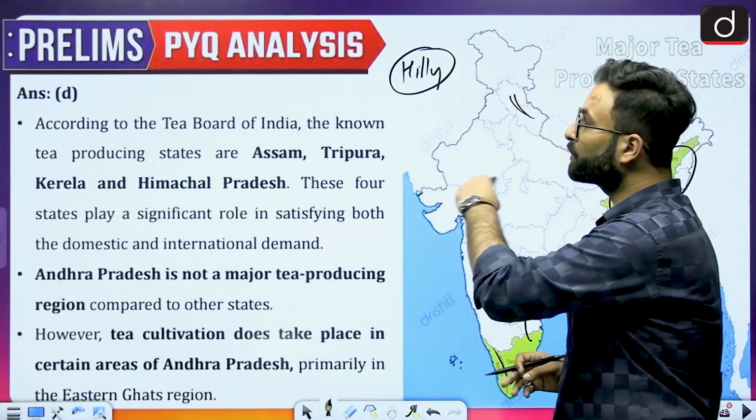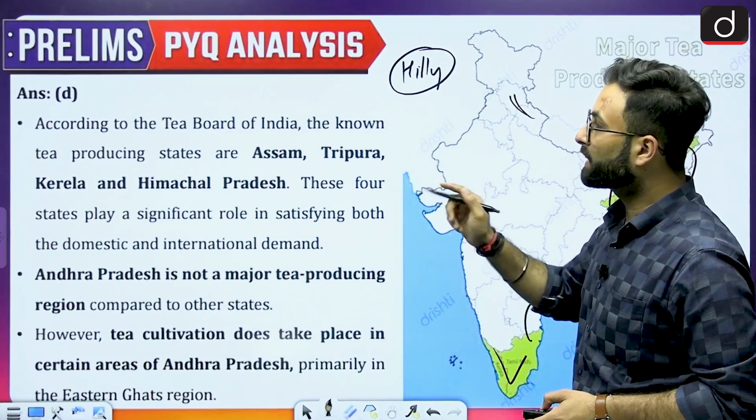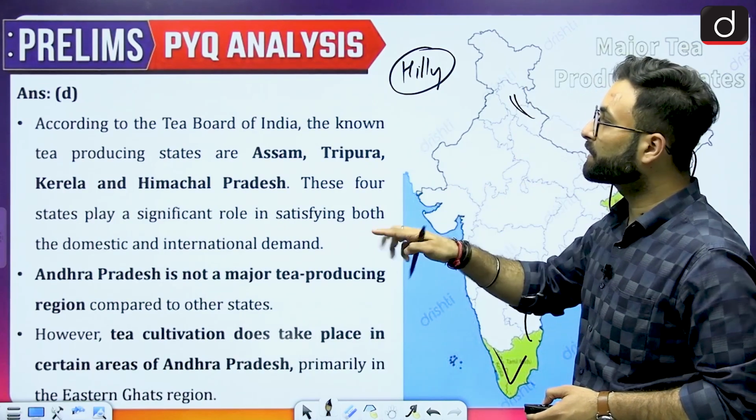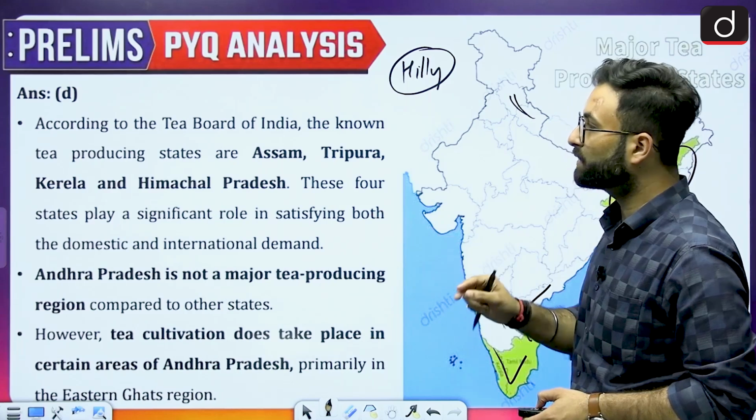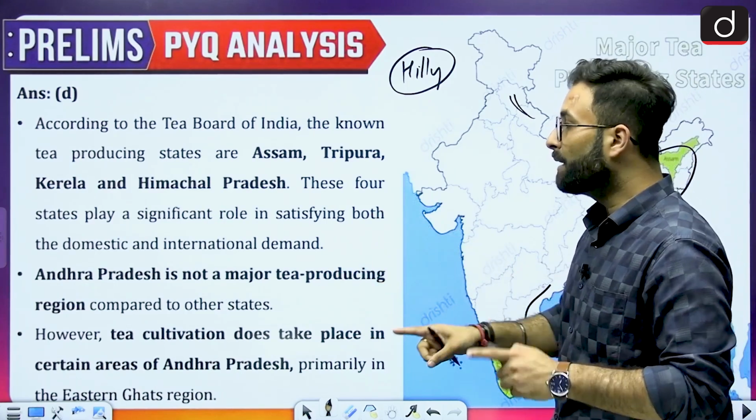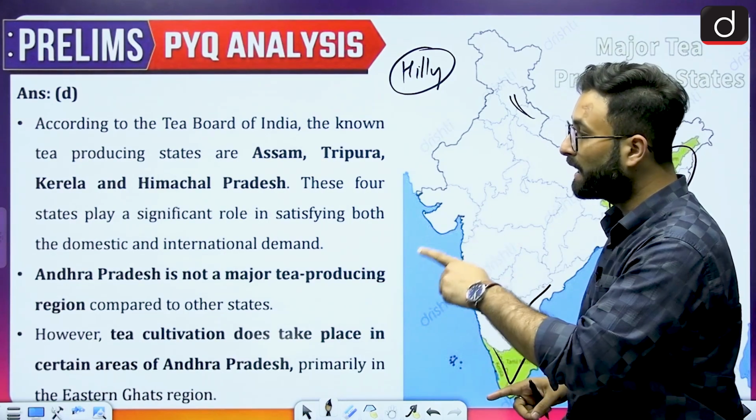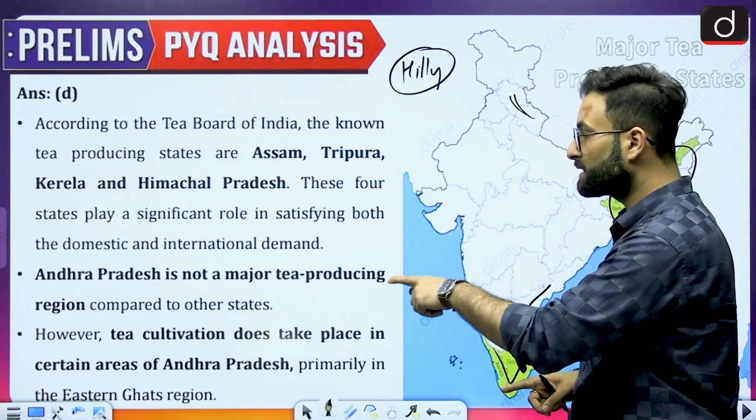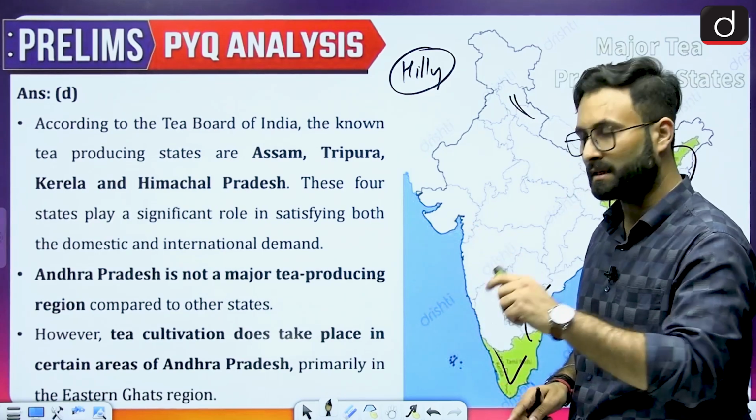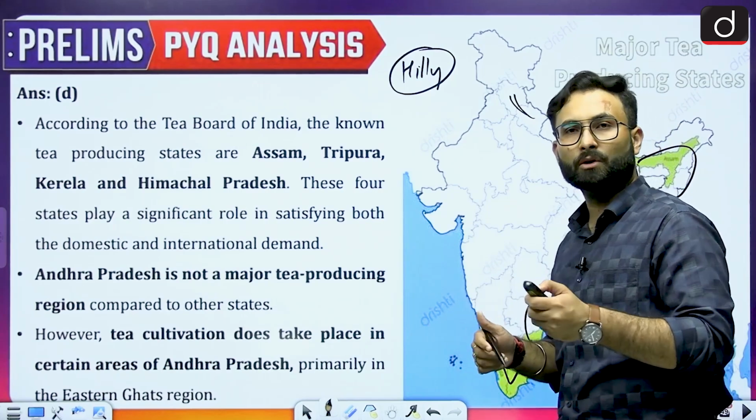So here according to the Tea Board of India, the known tea producing states are Assam, Tripura, Kerala, Himachal Pradesh. These 4 states play a significant role in satisfying the domestic as well as the international demand. Andhra Pradesh is not a major tea producer, but it also has tea producing areas. So that is why it is important. However, tea cultivation does not take place in certain areas of Andhra Pradesh. As I told you, not all the areas are having it, only those areas which are on the hilly region.